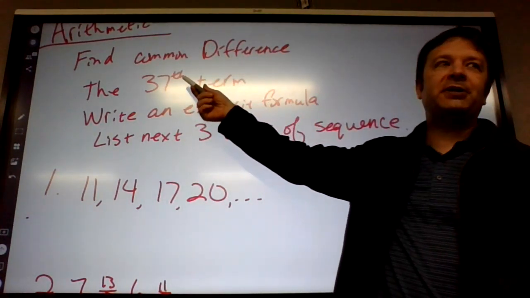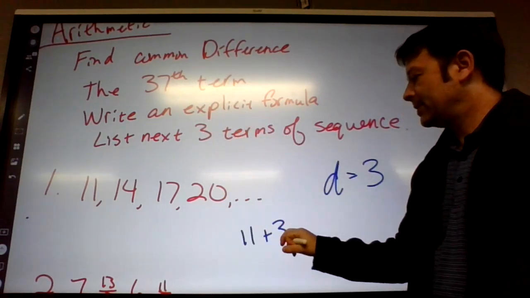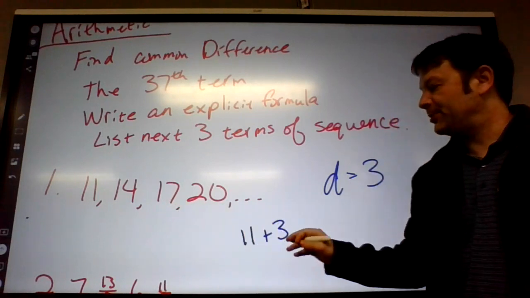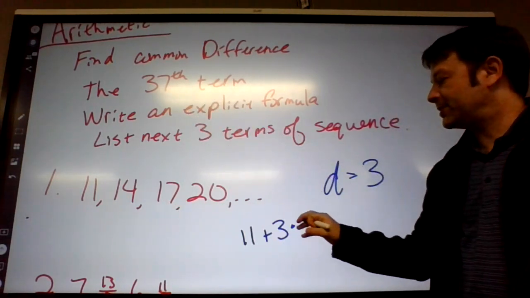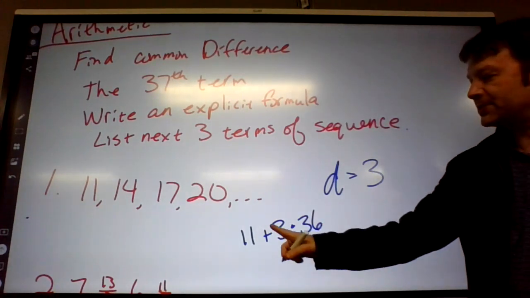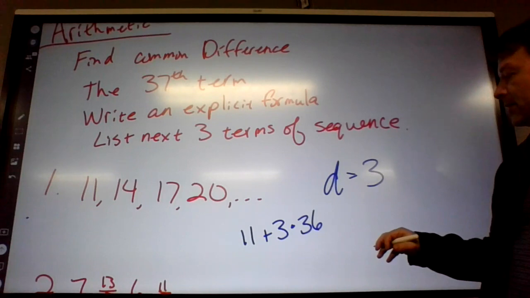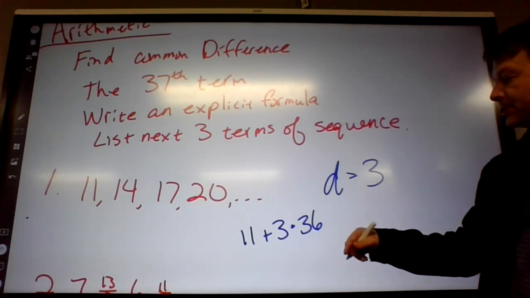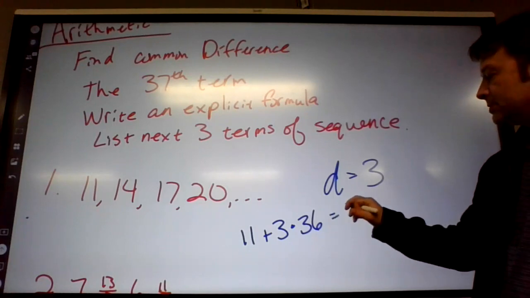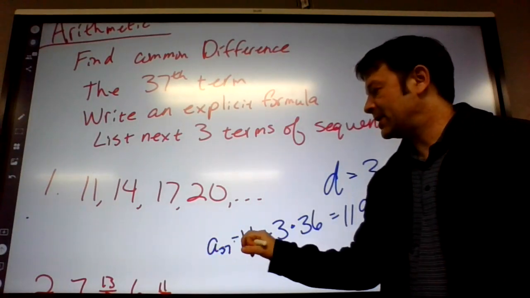How would I find the 37th term? 11 plus 3 times 36. Right. Start with 11, the first term, you would have to add 3 how many times? 36 to get to the 37th term. Because this is from the first to the 37th, that's 36 jumps. Whatever that is. 108 plus 11, 119. You could say that's a sub 37.